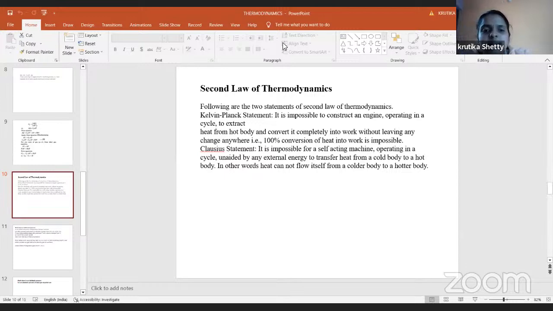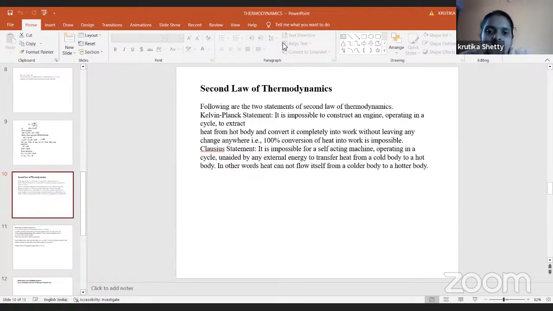So some petrol is getting used to overcome the friction. Whatever fuel or energy you are giving is used for other purposes also. So 100% work done is not possible, whatever amount of energy you are supplying. This is called the Kelvin-Planck statement.